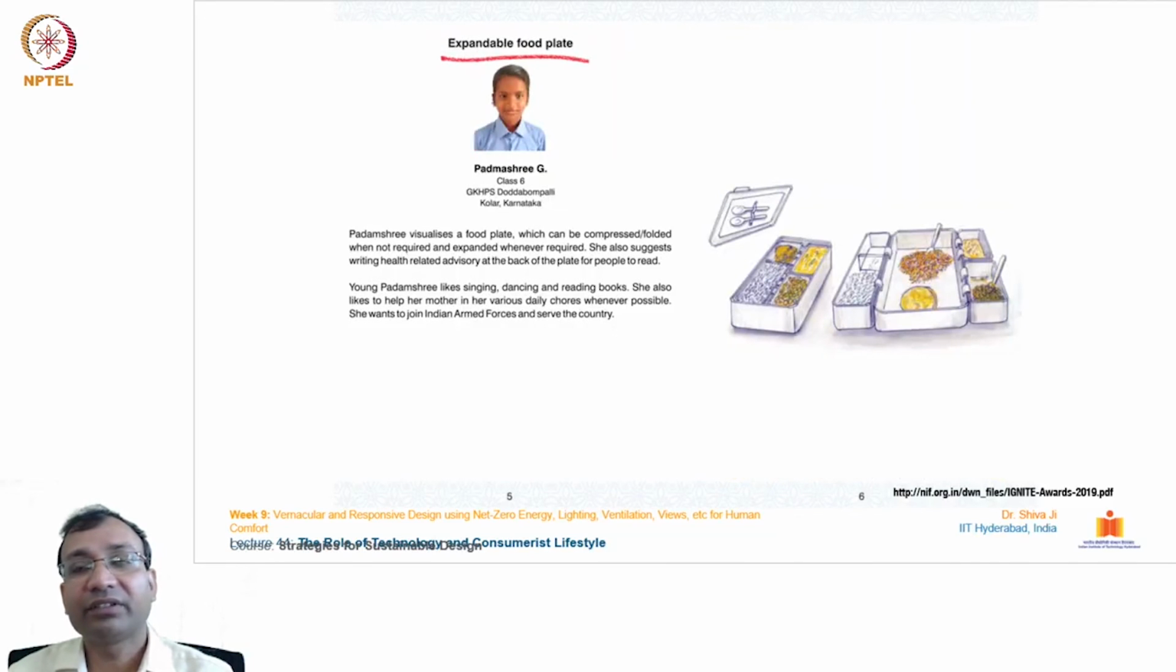So further, we have this example of an expandable food plate. This is a class 6 student. See how these children have come up with novel ideas. So that is the overall point over here. Innovation is not just a quality of only the learned and the highly qualified. Innovation can come from anybody at any point of time. So she has designed this expandable food plate, the tiffin which students carry to school. They can convert this tiffin itself into a plate, and they can use it for having their meals.